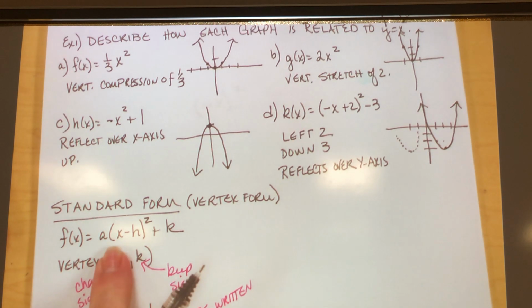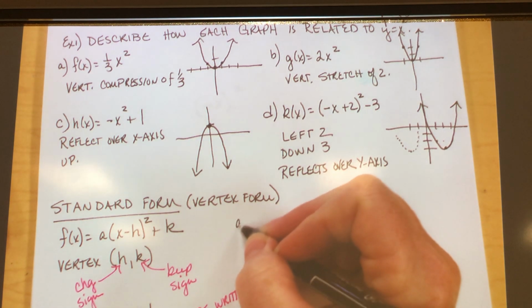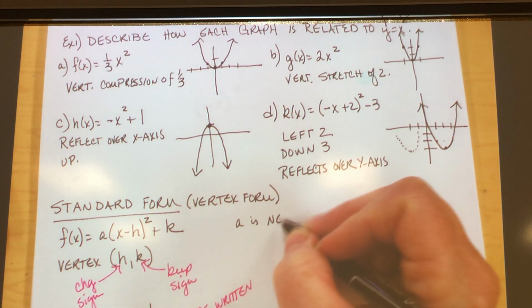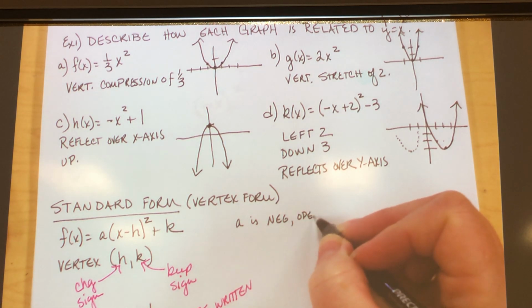Okay? So let's talk about A, and this is what y'all were speaking about earlier. So if A is negative, what does that tell you about my parabola? Down. Yeah, it opens down.